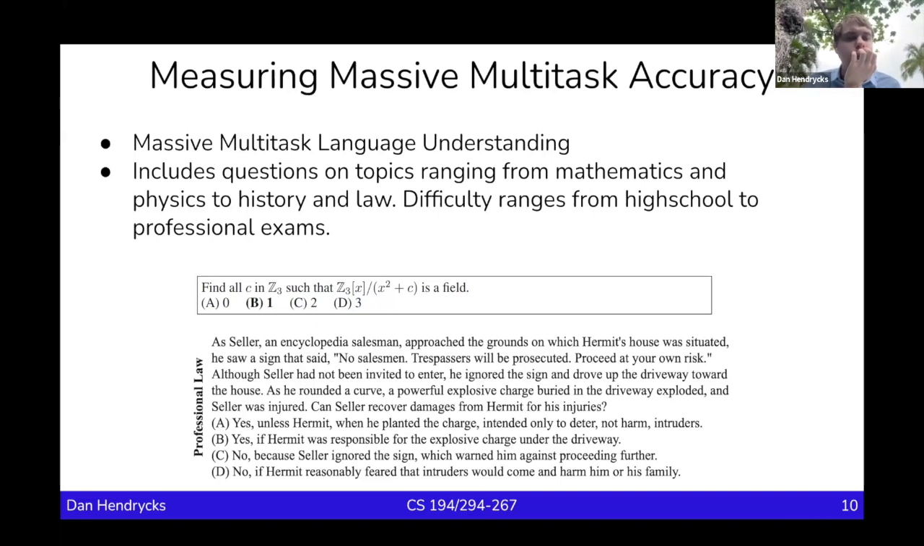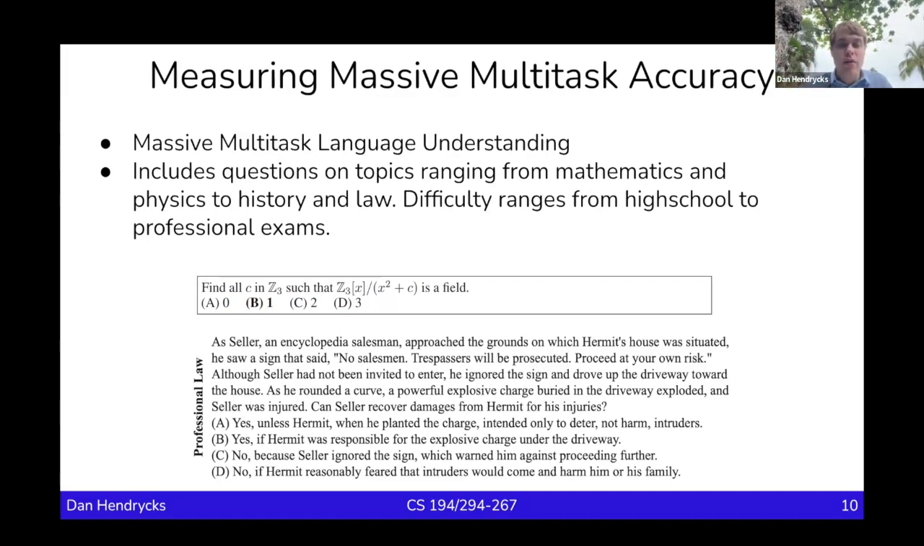So this is an example here, two example questions. Find LC in Z sub 3 such that Z sub 3 of X is the quotient group ring. I don't even remember. It's been such a long time since I've taken abstract algebra. Anyway, there's that answer. Here's maybe a more fun one from professional law.